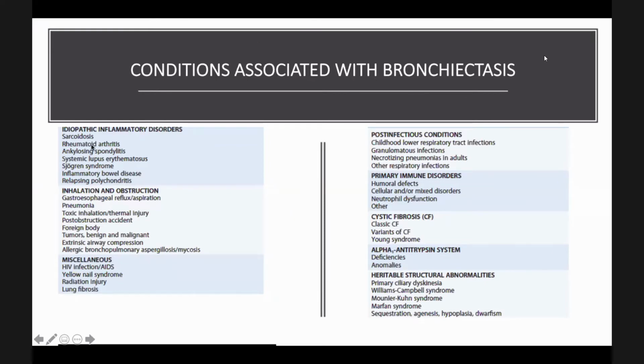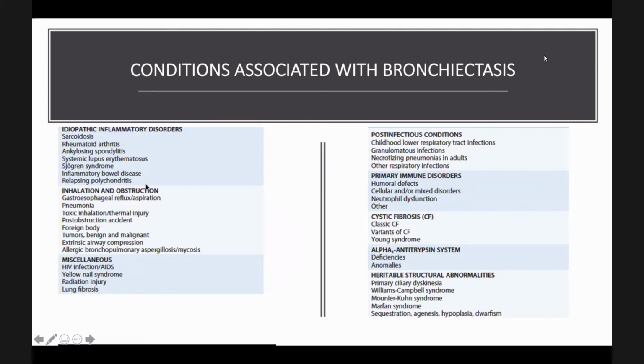So I will be going to deal with the sarcoidosis in the ILD classes. Okay, and then the interstitial lung disease lecture, and the rheumatoid arthritis. Then the ankylosing spondylitis can also lead into bronchiectasis. So systemic lupus erythematosus, SLE, Sjogren's syndrome, inflammatory bowel disease, and relapsing polychondritis. All these are the idiopathic inflammatory disorders which might be associated with bronchiectasis.